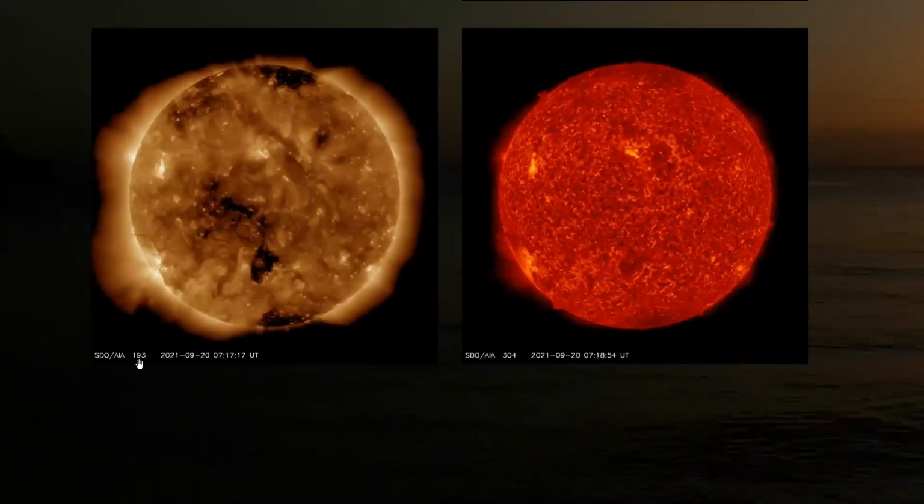at a wavelength of 193 angstrom. This is extreme UV, about 19.3 nanometers. This is another extreme UV, a little bit longer, about 30.4 nanometers or 304 angstroms. You will notice that at different wavelengths, even if it's the same extreme UV, the sun will look different. Because of this, we can observe the sun in different aspects using different wavelengths. And that is what this satellite does.